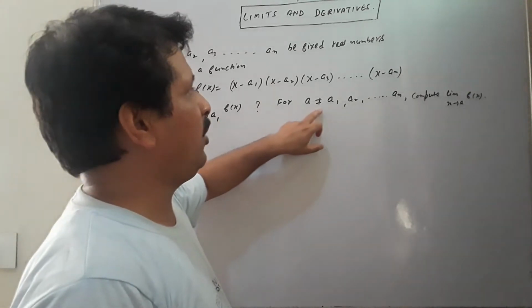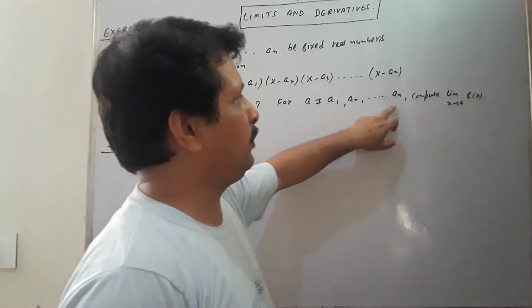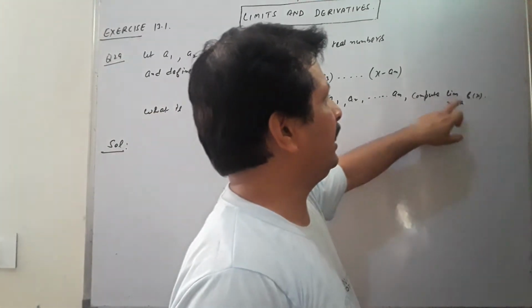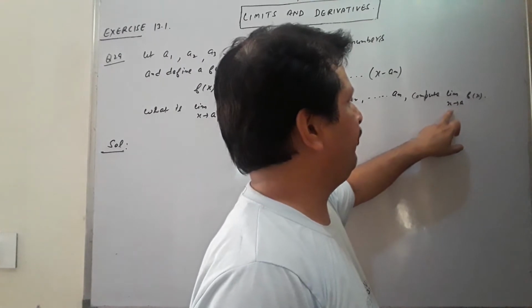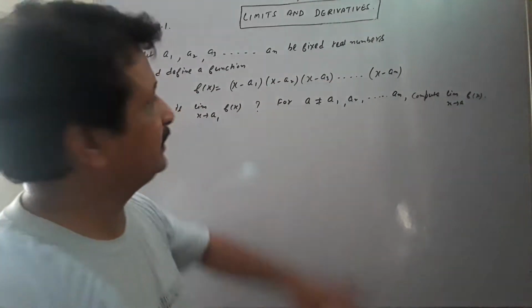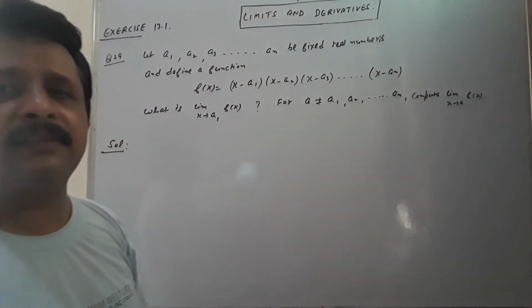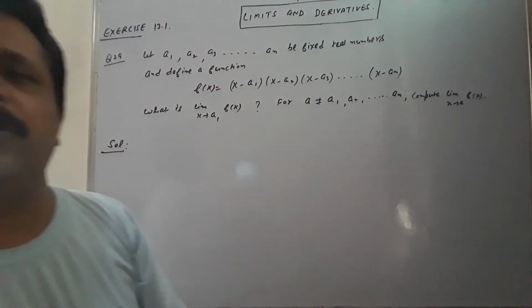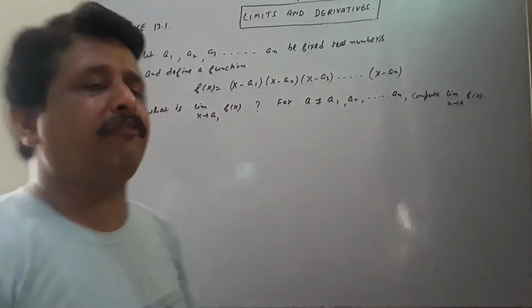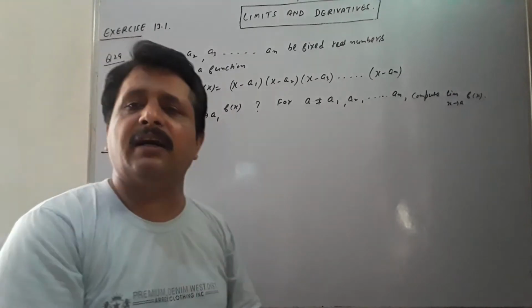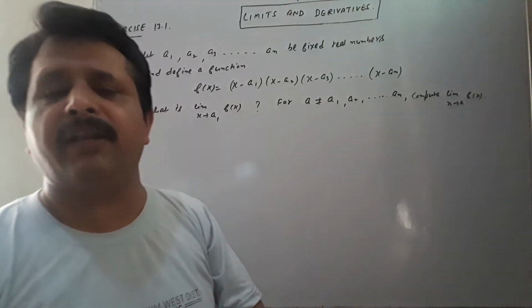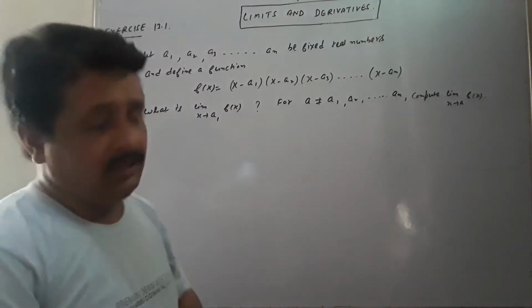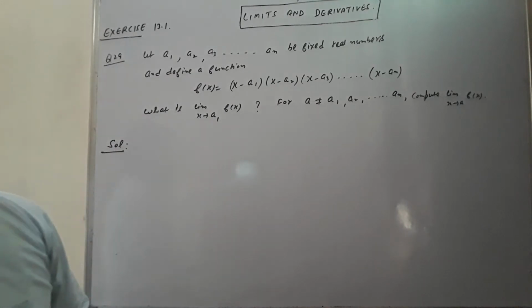For a that is not equal to a1, a2 up to an, compute the limit of f of x where x tends to a. Now if we see, the statement is very lengthy, but when we find the answer, very simply we will get our answer. So let us see how we will do this question.